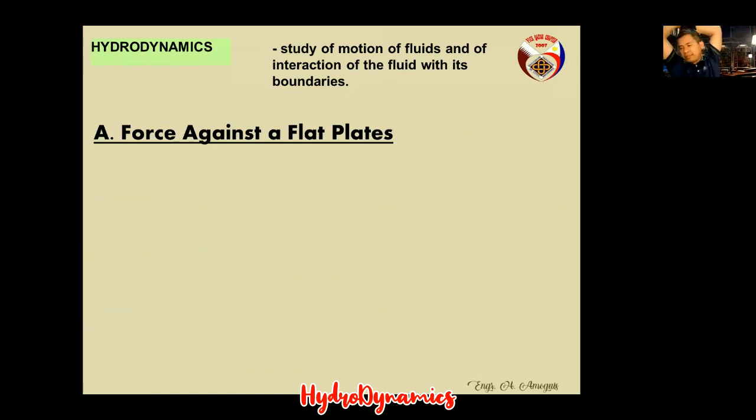Yun pala naman, discharge. Paano pag force? Ito yung last topic sa hydraulics, yung hydrodynamics, na kung saan we are now considering the dynamic effects. We are considering the force due to the motion of liquid. So this is actually the study of motion of fluid and of interaction of the fluid with its boundary.